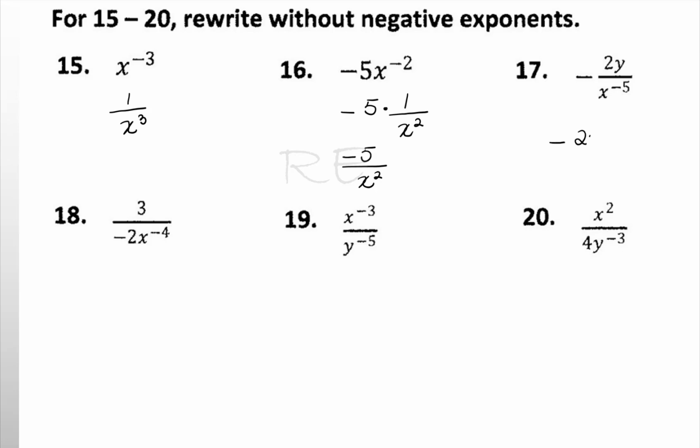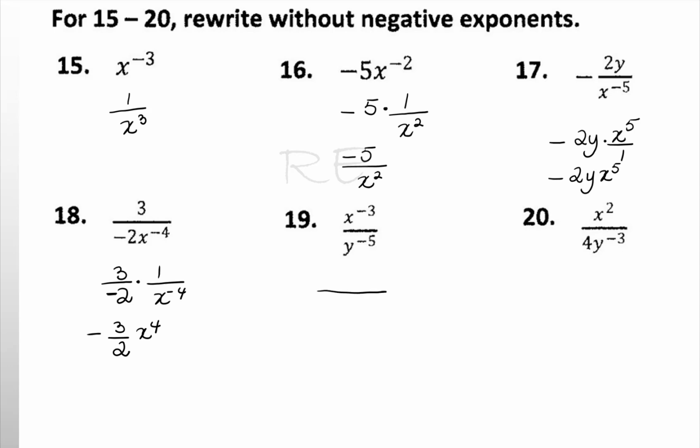x to the negative 5 is not where it's supposed to be, so we're going to bring it up, and the answer will be negative 2y times x to the fifth over 1, negative 2y x to the fifth. 3 is where it's supposed to be, negative 2 is where it's supposed to be. x to the negative 4 is really 1 over x to the negative 4. Therefore, we bring it up, and it's going to be 3/2 x to the fourth.